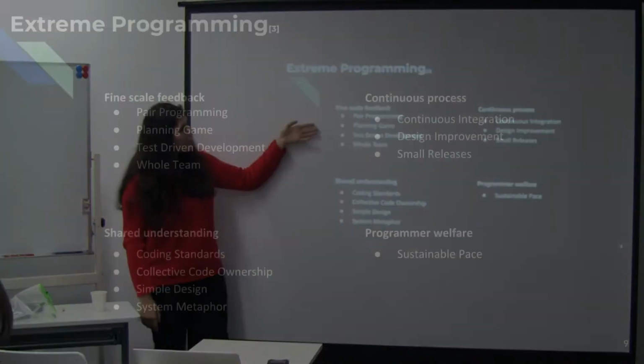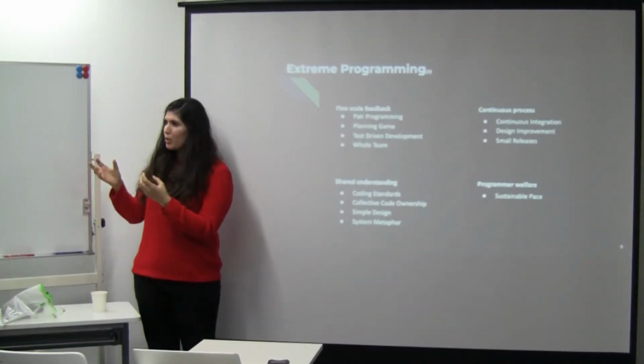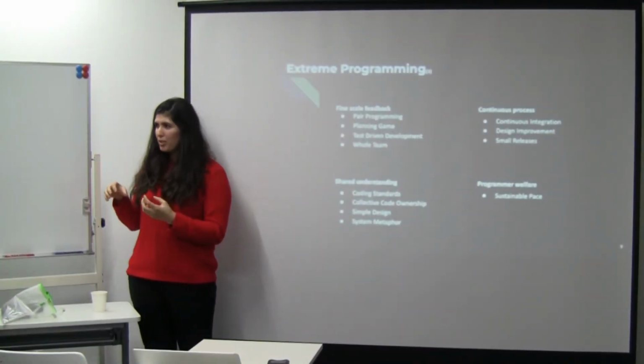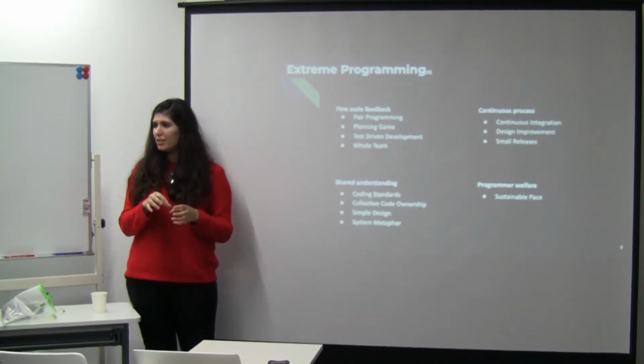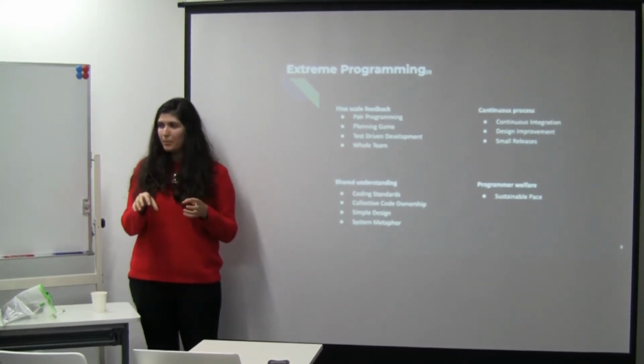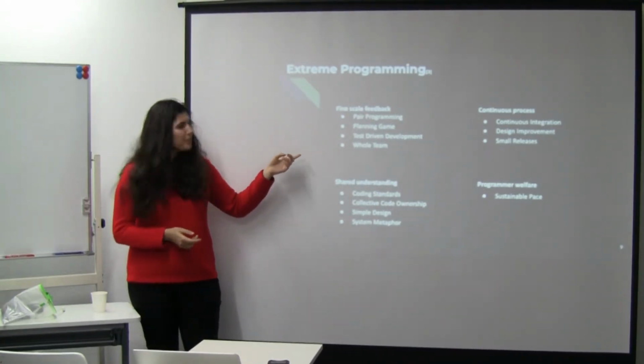First is fine-scale feedback, practices like pair programming and the planning game. The planning game is more like release planning, which is when the customer tells the developers exactly what features he wants, and then iteration planning, when the developers decide the tasks and how to do it. Test-driven development, I think, is very popular in Japan.